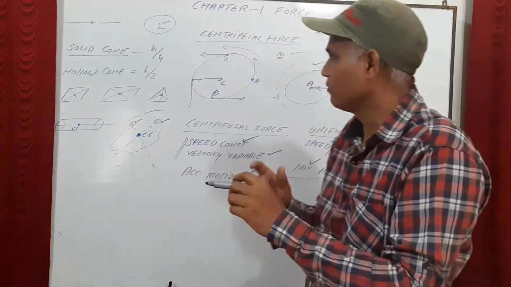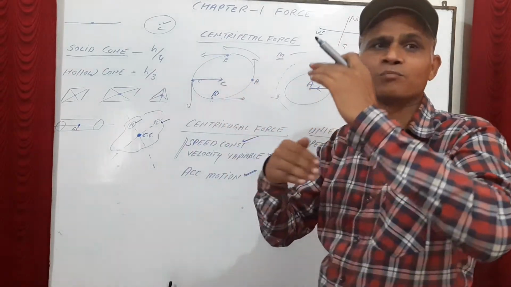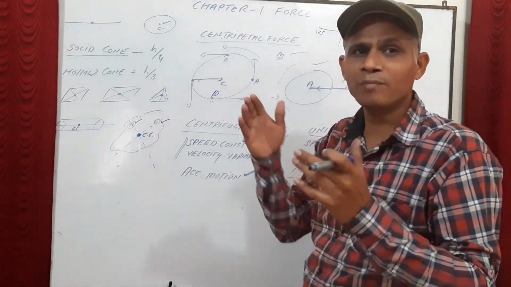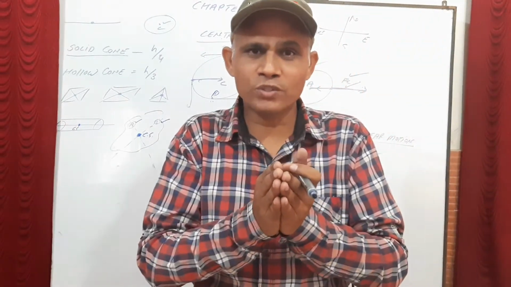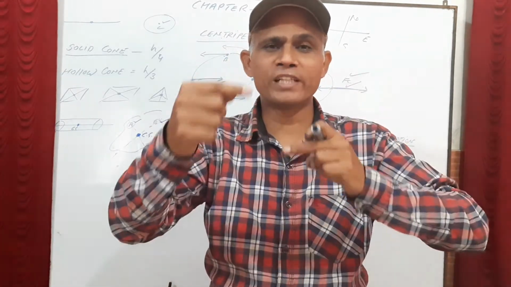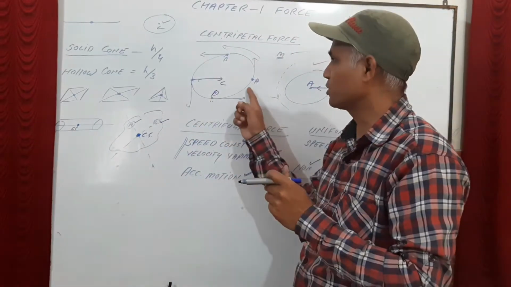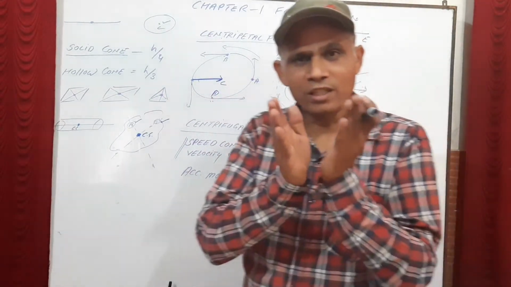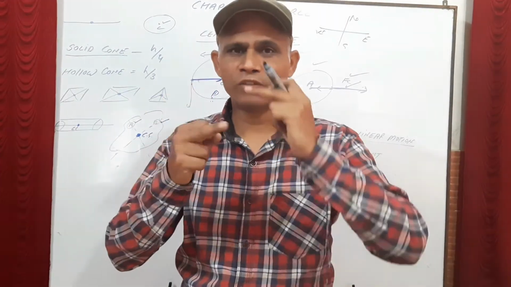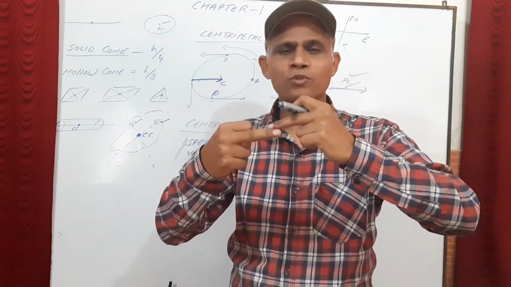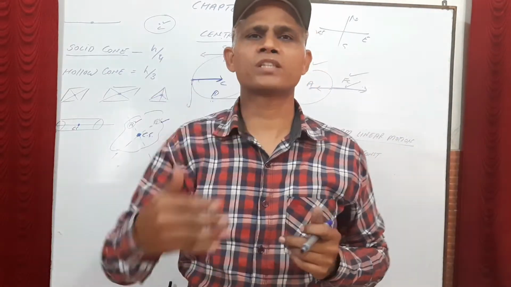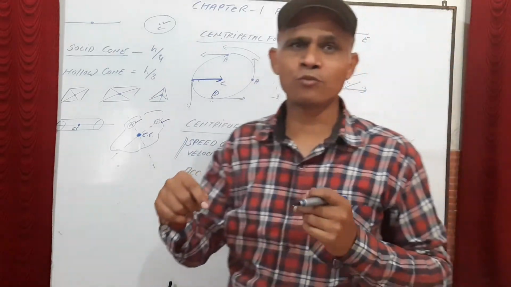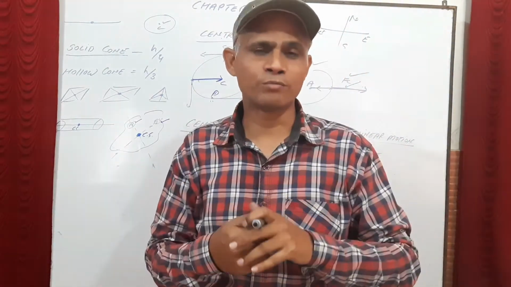And that force which is experienced by a particle moving in a circular motion is called centripetal force. Centripetal force is a force experienced by a particle moving in a circular path, and the direction of this force is always toward the center. Always toward the center. Two points, keep them in your mind. When the body is moving in a circular path, a force is acting toward the center, and this force is known as centripetal force. Due to this centripetal force, the circular motion is possible.